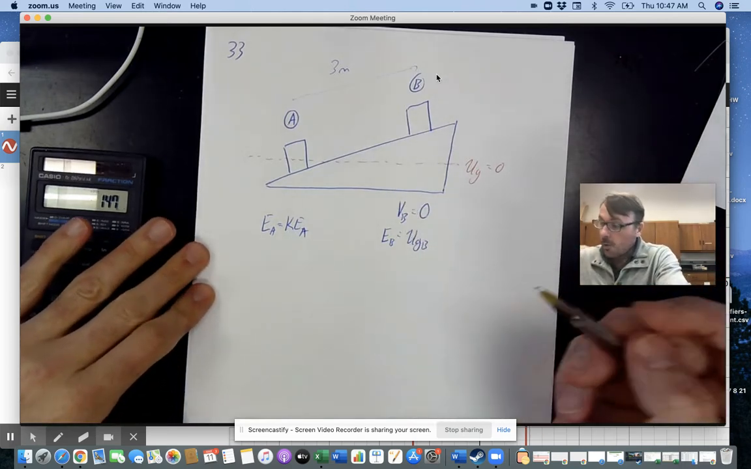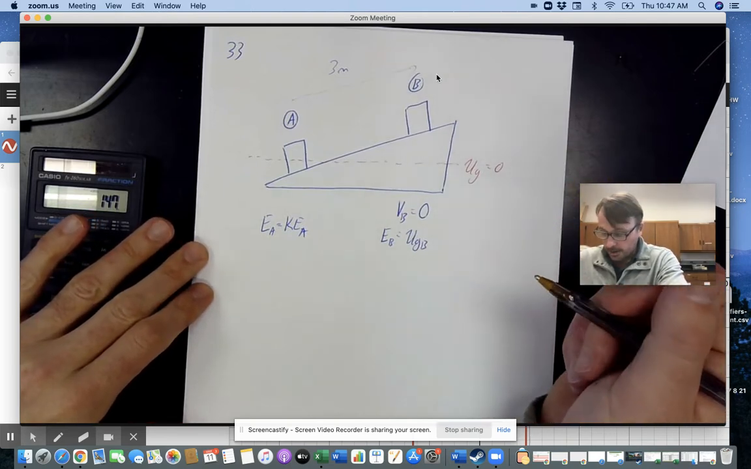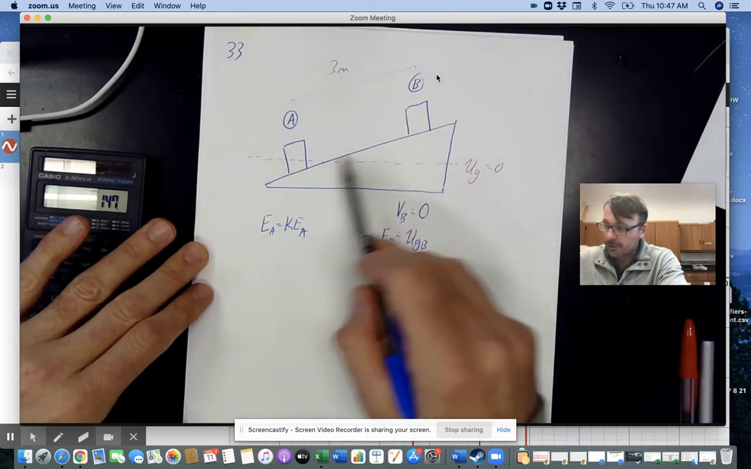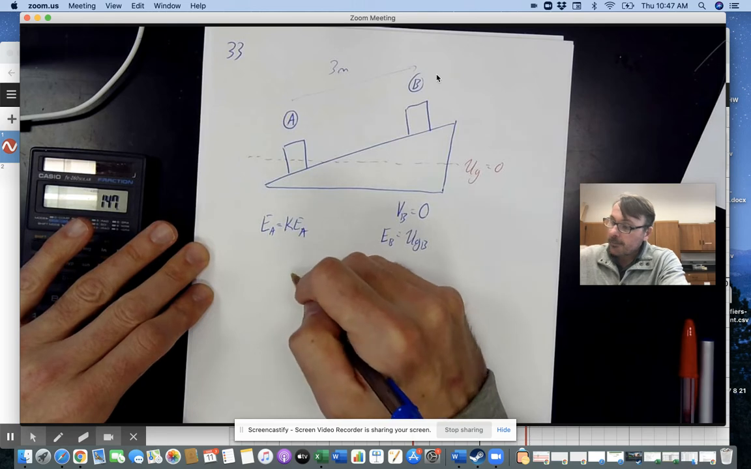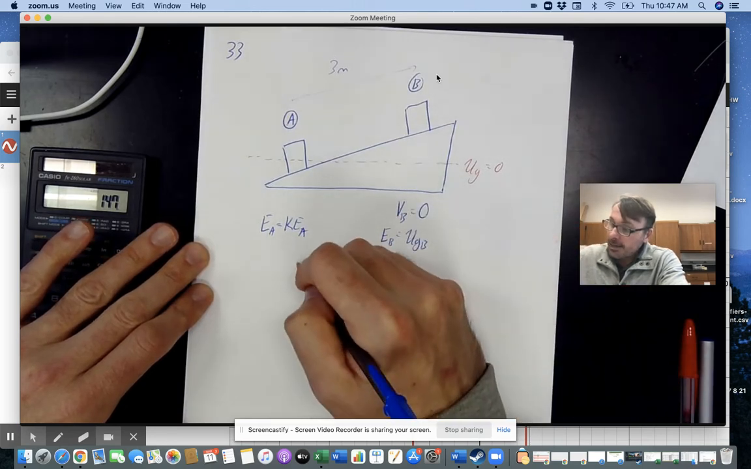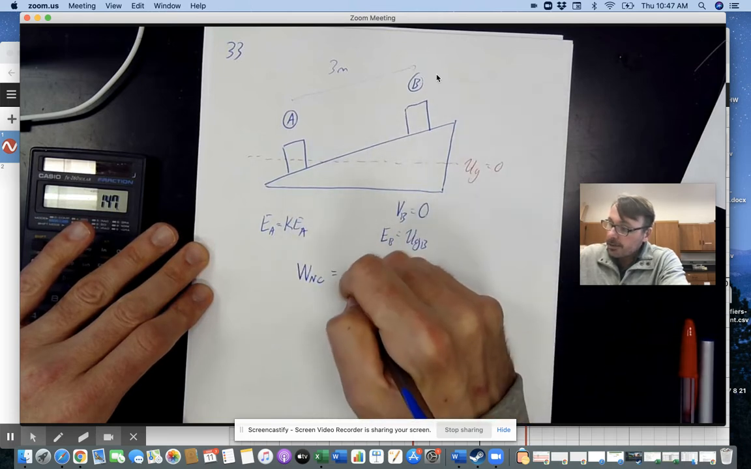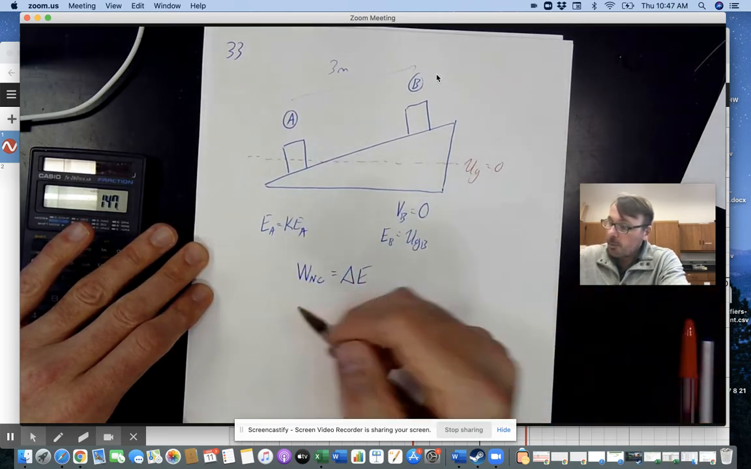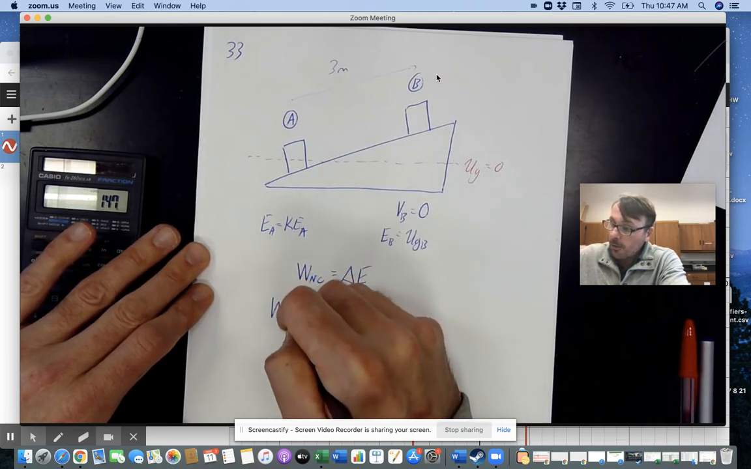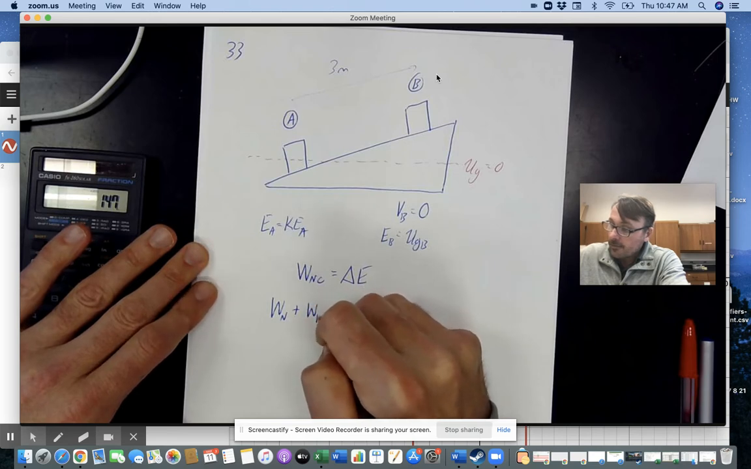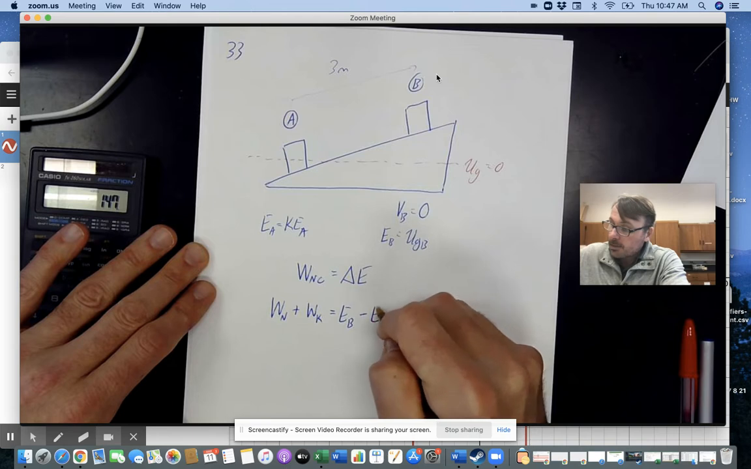So what I want to find out then is, because the end goal here is the coefficient of friction of this thing, it kind of walks you through a couple of steps. So I'm going to say my premise is that the work done by non-conservative forces between B and A is equal to the change in energy between those two points. So here, what forces are non-conservative? Well, the normal force is non-conservative and the frictional force is non-conservative. And so that's going to equal the total energy at B minus the total energy at A.